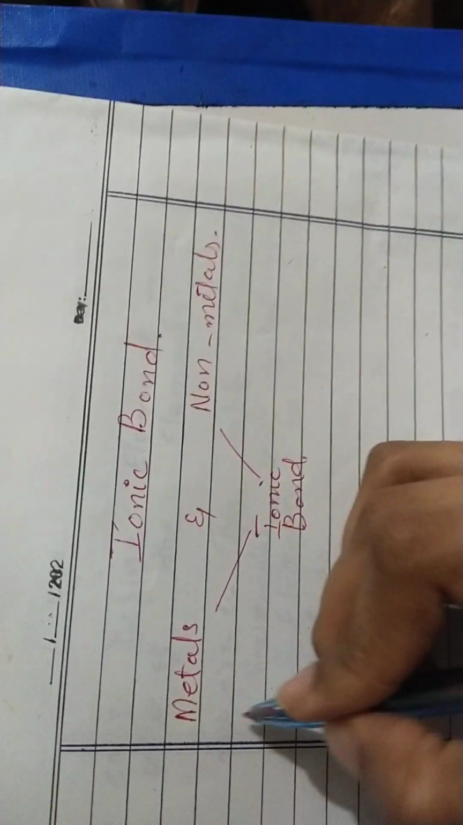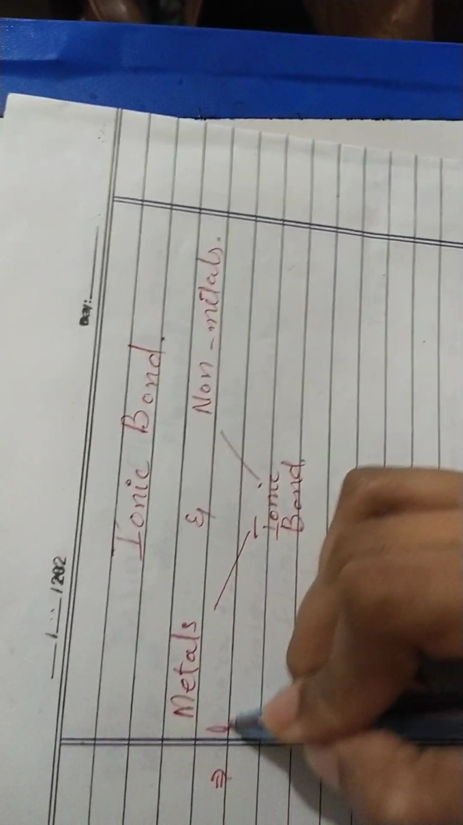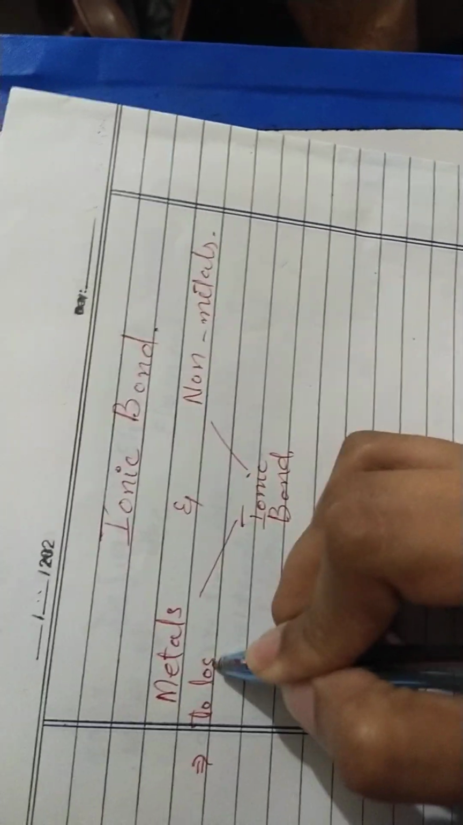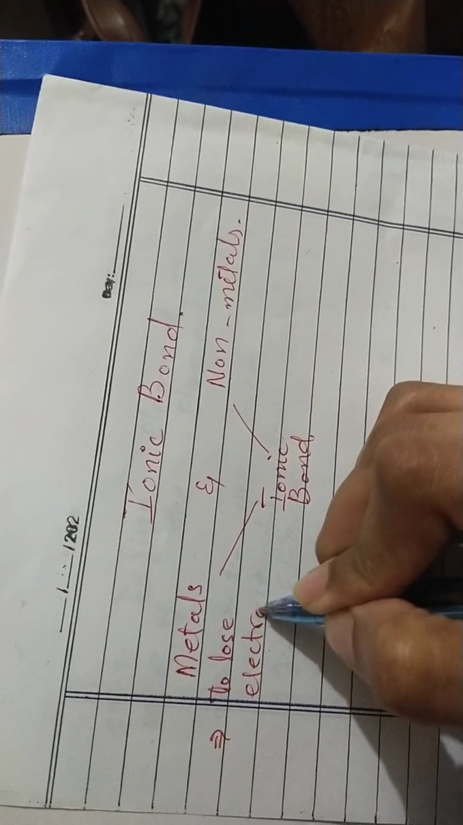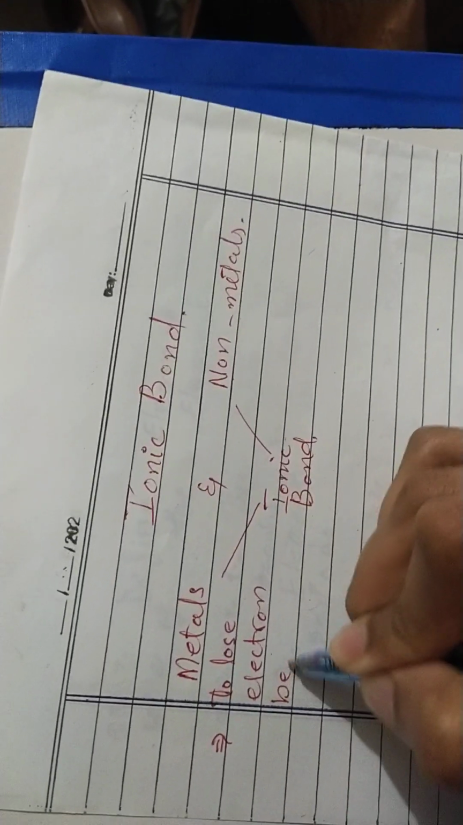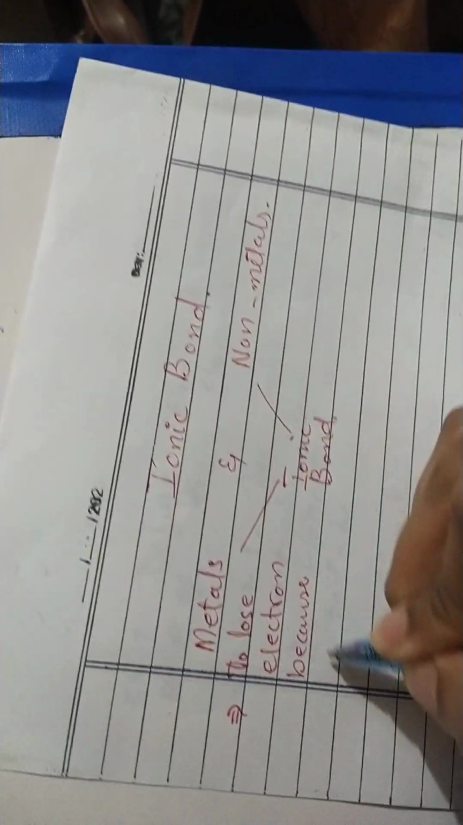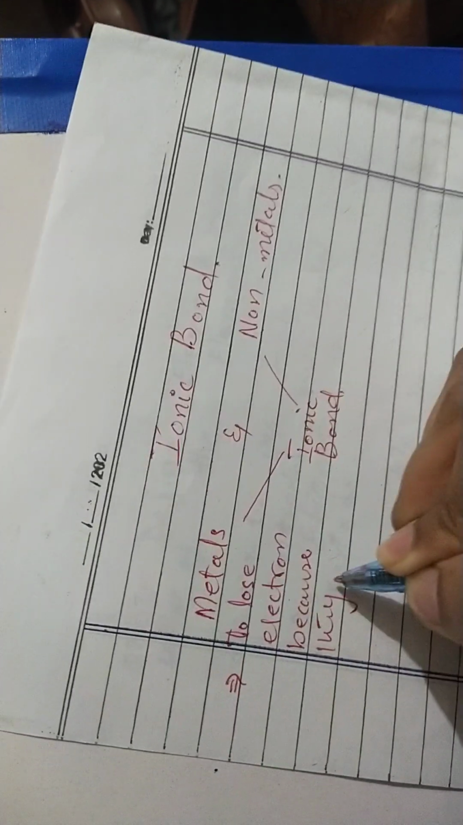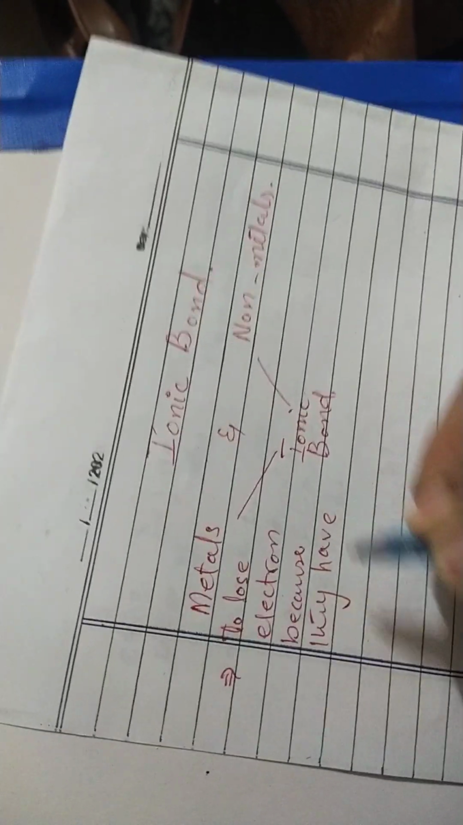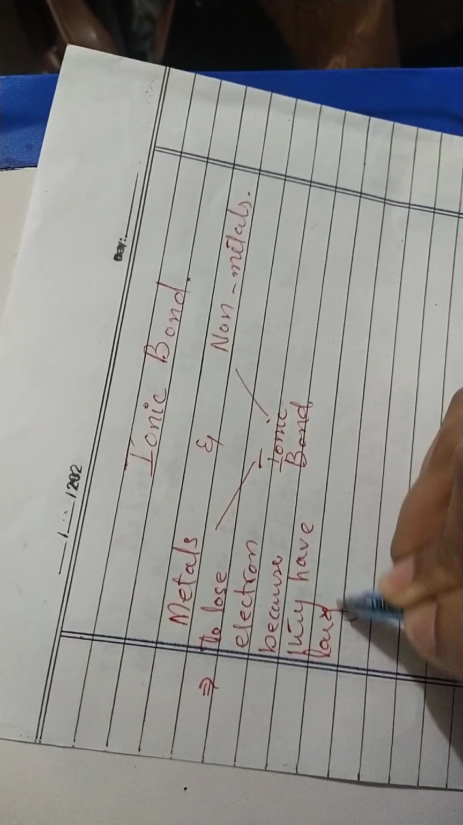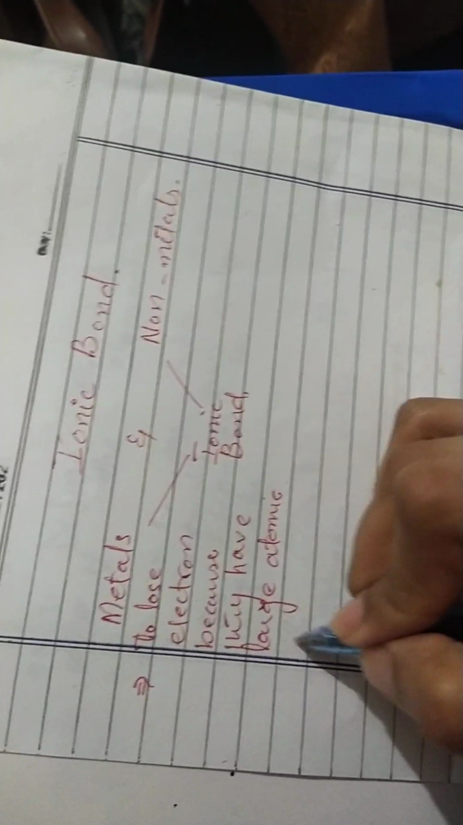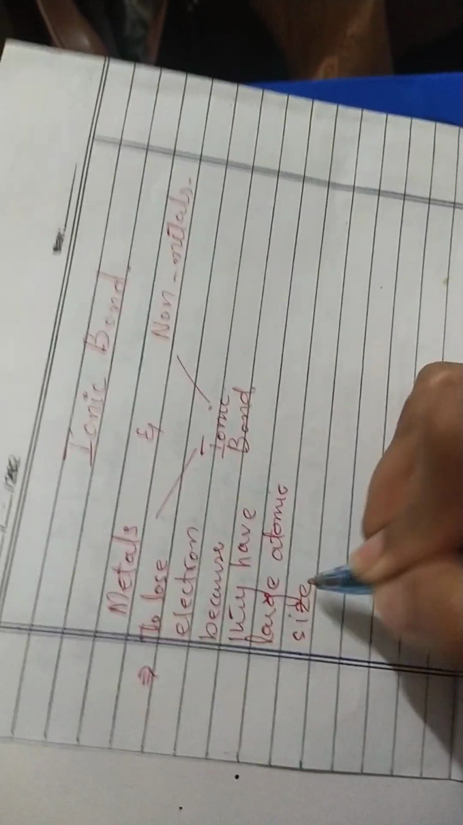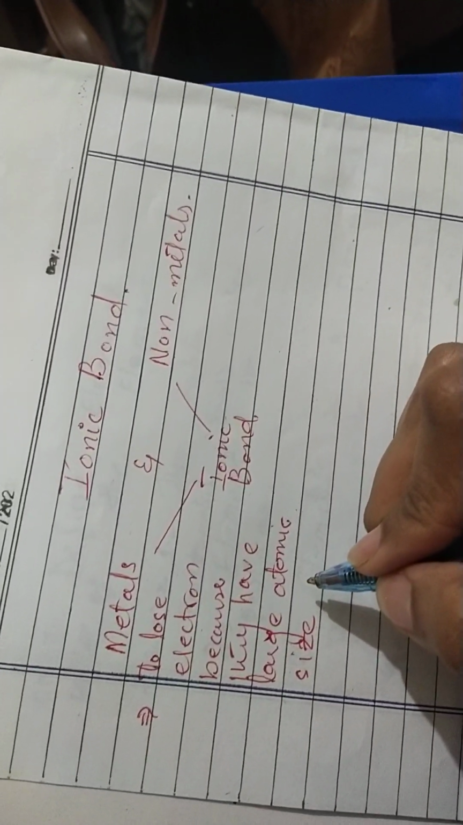Metals have a tendency to lose electrons because they have large atomic size, and they can lose electrons easily.